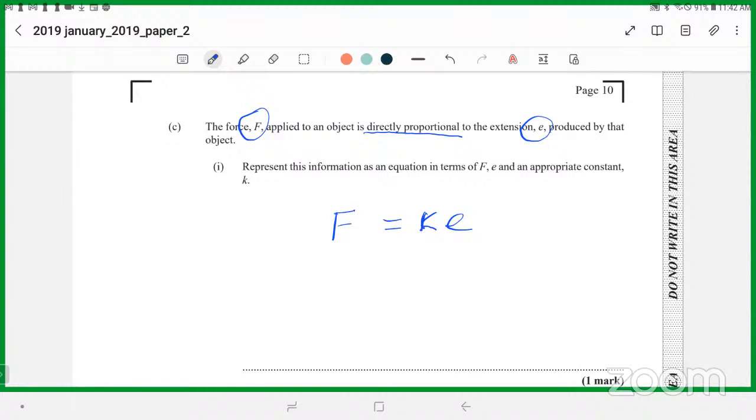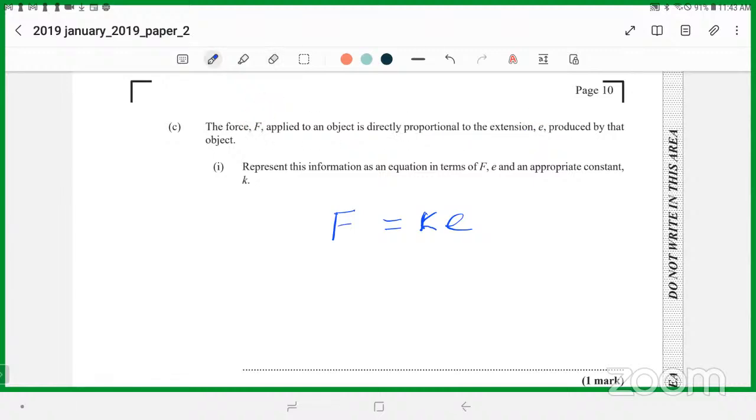Simple as that. So we have to write a formula or an equation representing the relationship where K is a constant. That is it. If it was inversely, then it would be F equals K over E. If they had said inversely instead. But they said directly, so it's K times. Now, this is an example where they don't ask us for the K value.